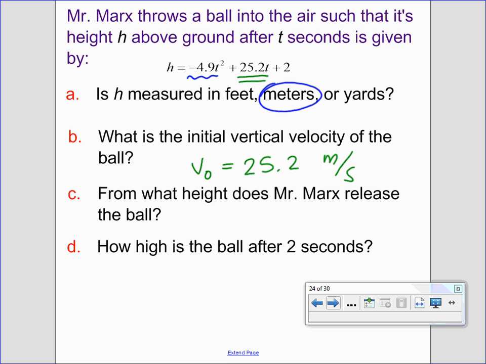From what height does Mr. Marks release the ball? So I'll go ahead and look at my original problem. Remember, my problem starts as soon as it's done being kicked, thrown, punted, loosed, right? As soon as that initial force imparted upon the object is done, then the problem starts. So it looks to me like the height that Mr. Marks releases the ball is at 2 feet above ground. Nope, 2 meters. Good job. I'm like 2 feet above ground, that's kind of low. Oh, it's because we're working with meters, aren't we? 2 meters, that's a little bit more reasonable.